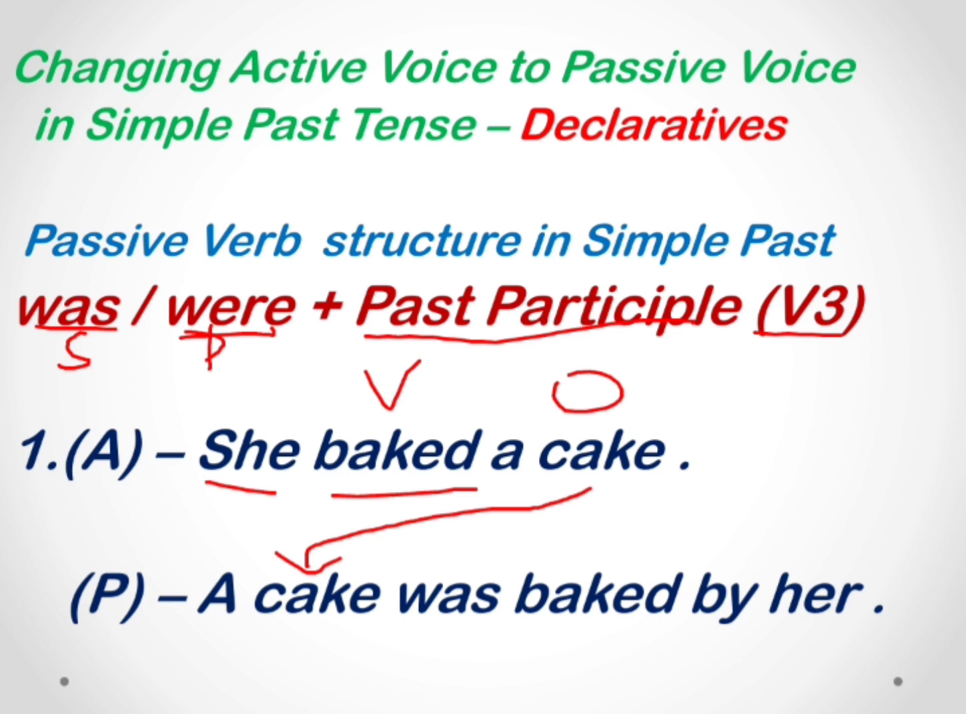Now, the subject of the active voice will become the object of the passive voice. So, the subject is she in the active voice. That will change to by her. As per the rules, change in pronouns, this change takes place. Now, baked is the verb. Now, baked is in past tense. The subject is a cake. Now, a cake is singular. The singular past be verb is was. So, we use was. The past participle for baked is baked. So, was baked. So, the passive voice is a cake was baked by her.